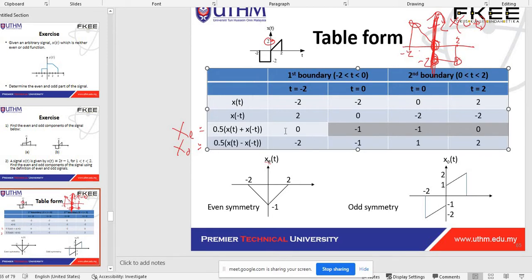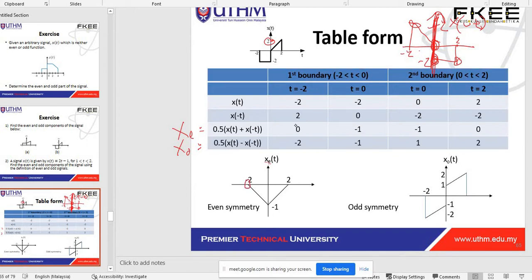So once you get the x even, you can plot it. Okay? You plot when t equal to negative 2, you have the value of 0. When t equal to 0, you have the value of negative 1. And then for 0 to 2, for t equal to 0, you have the value of negative 1. And from t equal to 2, you have the value of 0. So you just draw the line. Okay, then after you get a signal, so-called x even, and then you check.